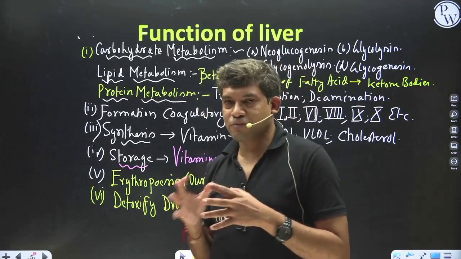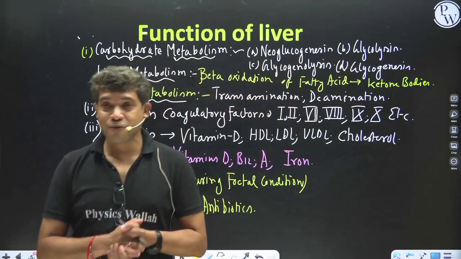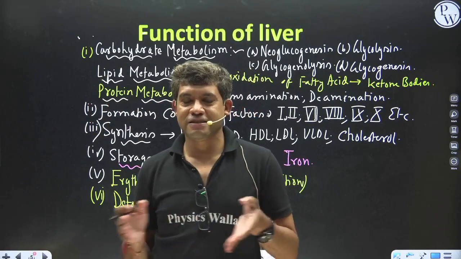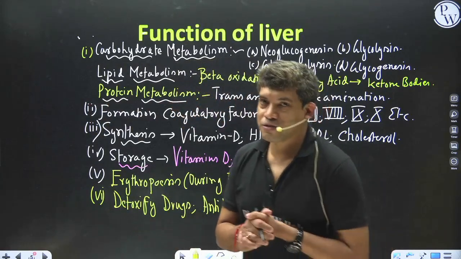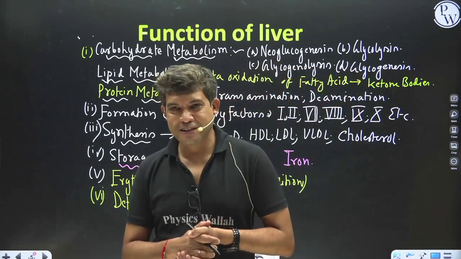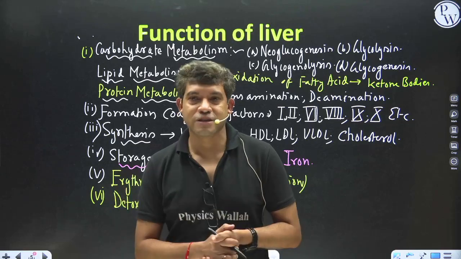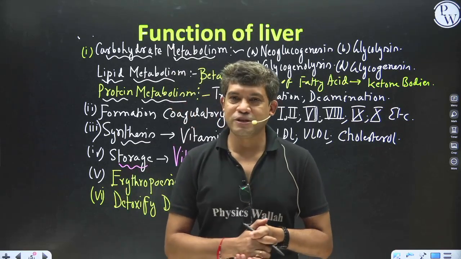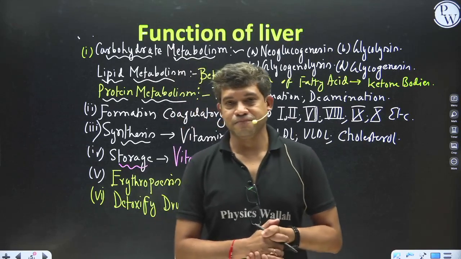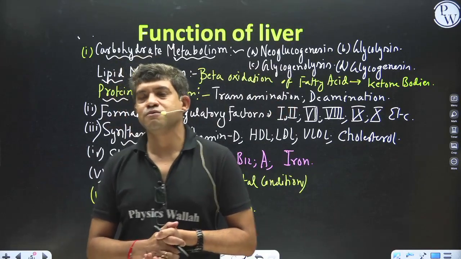In gist, most of the important points have been discussed. It is related with different types of metabolism, like carbohydrate metabolism: gluconeogenesis, glycogenolysis, glycolysis, glycogenesis, etc. In protein metabolism, it is associated with transamination and deamination. In lipid metabolism, it is associated with the beta oxidation of fatty acids. The liver is associated with the synthesis of various coagulatory factors, like factor 1, 2, 7, 8, 9, 10, etc. Otherwise, if there is liver failure, we will suffer from hemorrhage and blood loss.